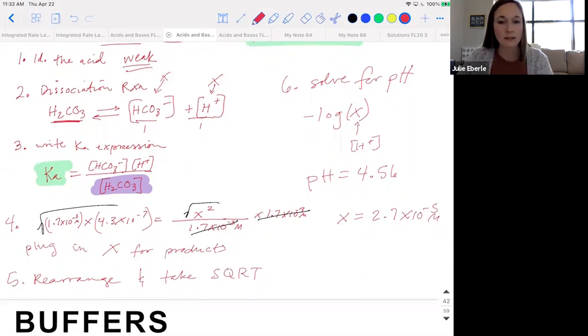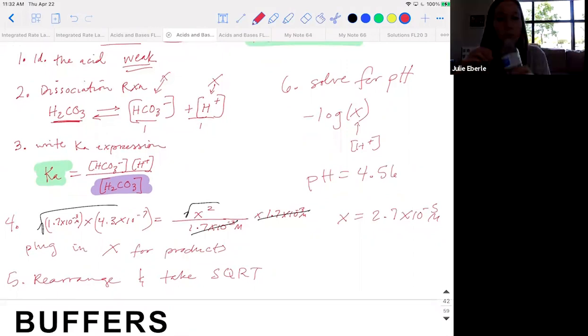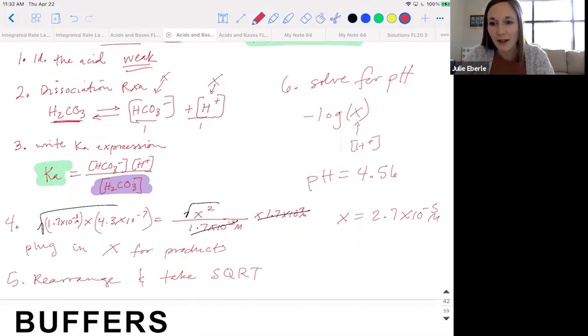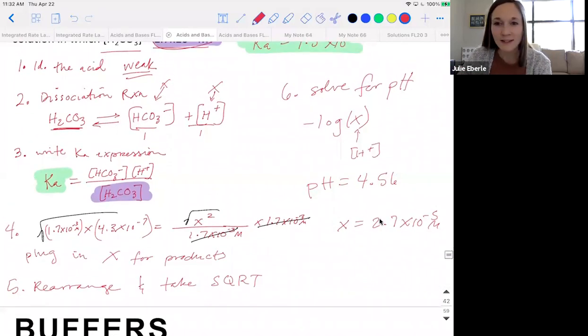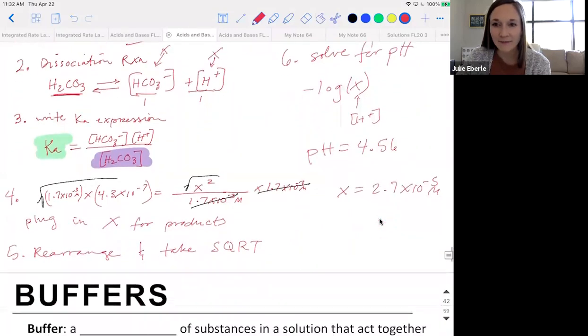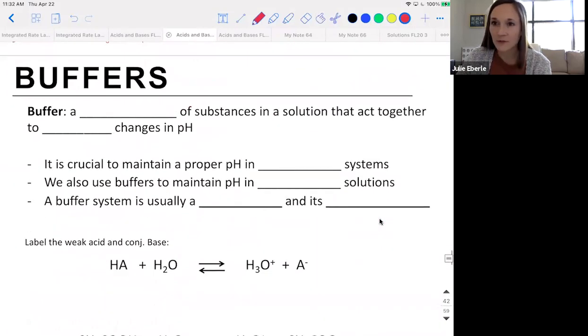Okay, questions on this? Some of you have some looks right now on your faces. My brain hurts. But we wrote out the steps, nice and neat. I usually don't even do that, okay? All right, on to buffers. That's pH, on to buffers.